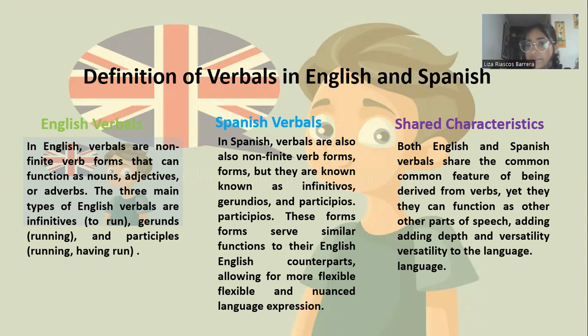About the shared characteristics: both English and Spanish verbals share the common feature of being derived from verbs, yet they can function as other parts of speech, adding depth and versatility to the language.